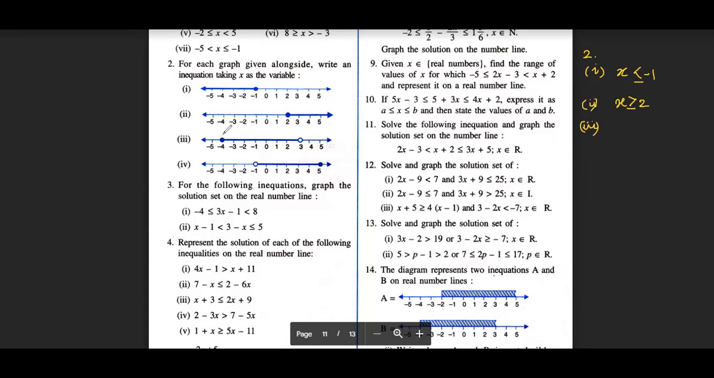Then you see over here 4 is included. Sorry, -4. -4 is included, but 3 is not included. And all values between this range is also included. So x lies कहाँ से? -4 से कहाँ तक? 3 तक. And if you see -4 is included, so put an equal to sign below this less than.